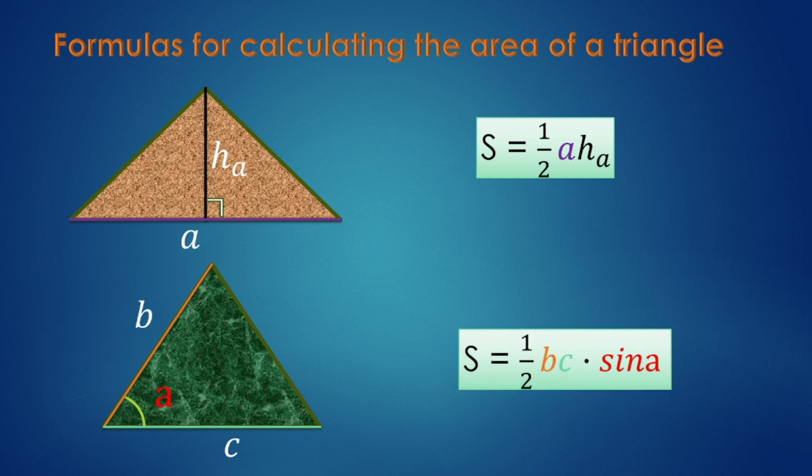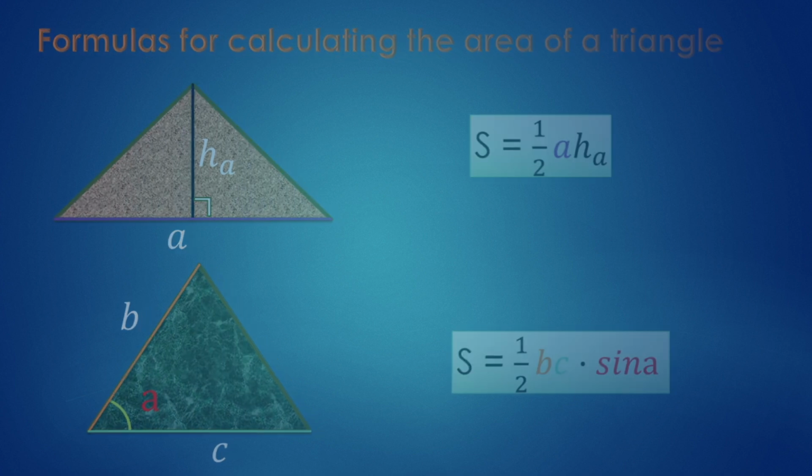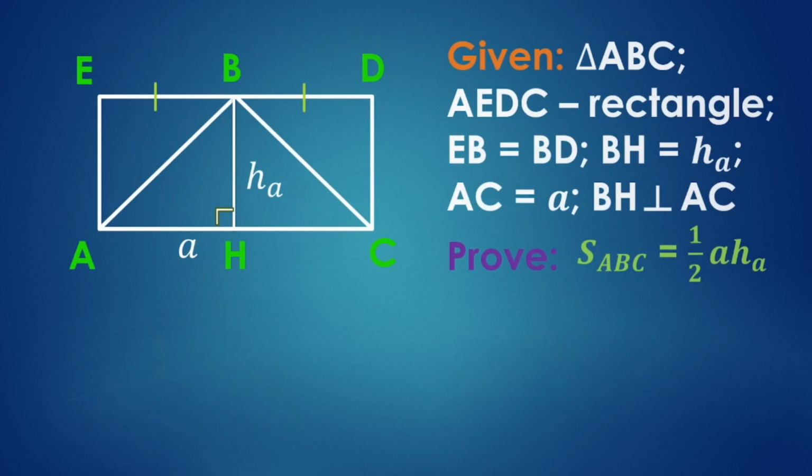The area of a triangle is equal to half the product of its sides and the sine of the angle between them. First, let me prove to you why the area of a triangle is half the product of its side times the height drawn to that side.